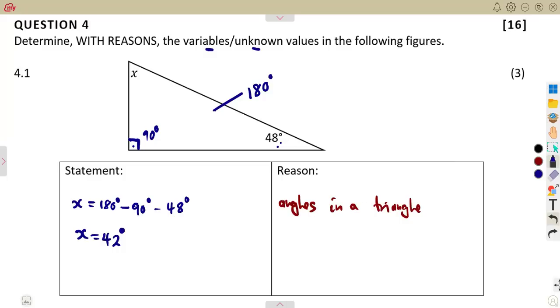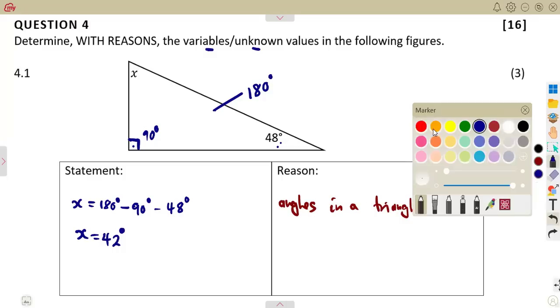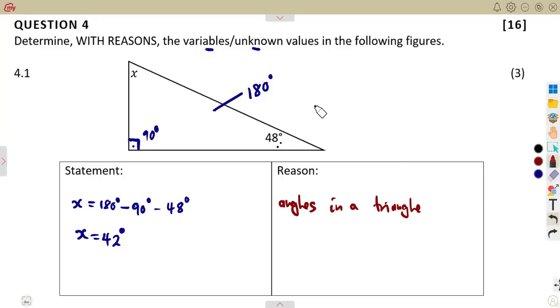Angles in a triangle. You can even present it this way, to form an equation: x plus 90 degrees plus 48 degrees is equal to 180 degrees. You can form it as an equation.